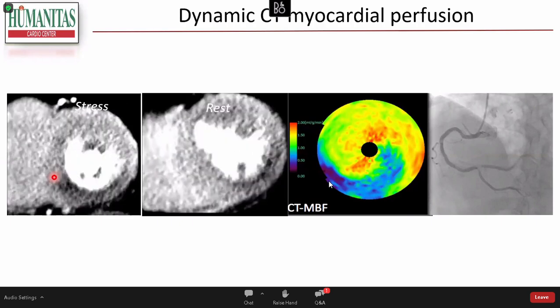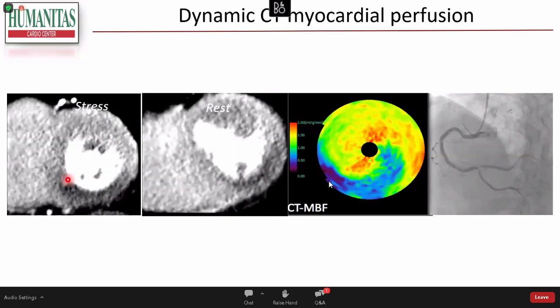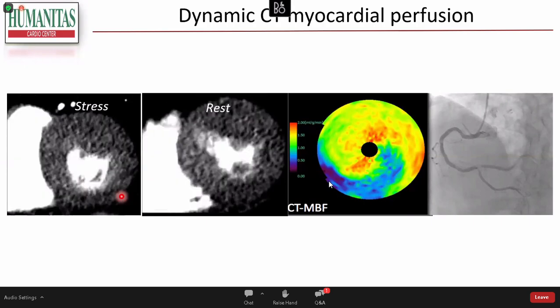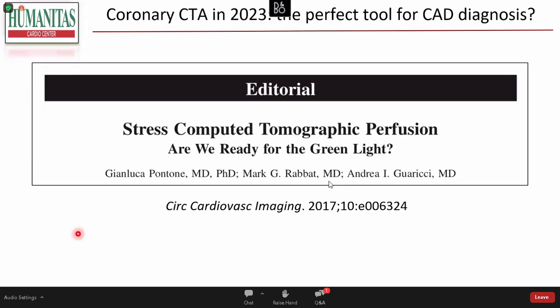So when we stress the heart, we trigger a perfusion defect, and this tells us that this region is suffering from ischemic heart disease and deserves to be treated. And this is extremely fascinating.